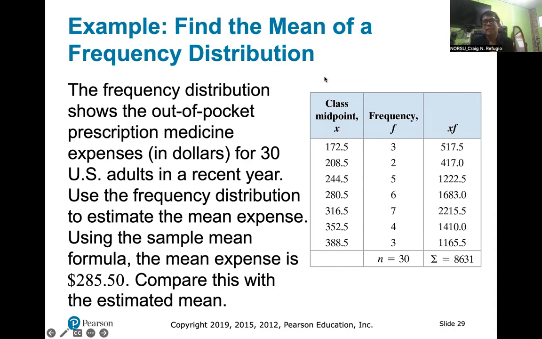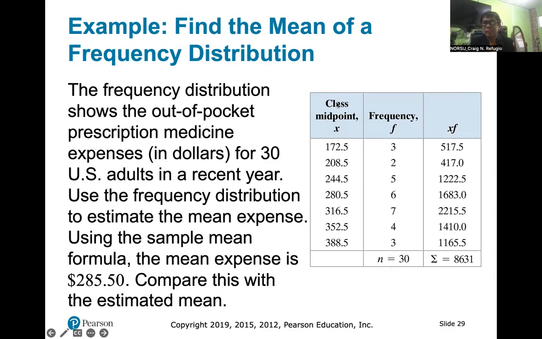So we have now the class midpoint x: 172.5, 208.5, 244.5, 280.5, 316.5, 352.5, 388.5. The frequencies are 3, 2, 5, 6, 7, 4, and then 3. Then we have the total, n, which is 30.